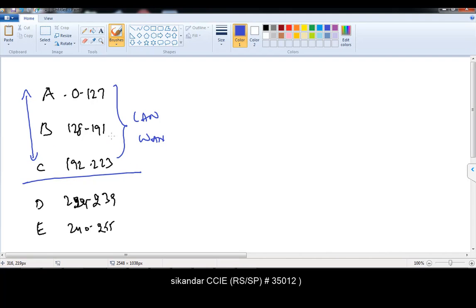We use class A, class B and class C, whereas class D is reserved for multicasting, so for generating multicast traffic, and class E is reserved for research and development. People generally even call it future use. So for research and development, for testing purposes, they reserve class E.